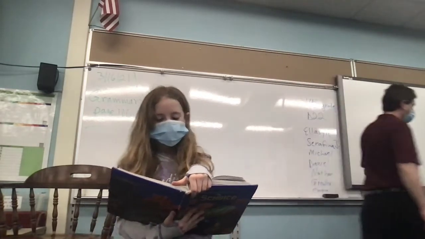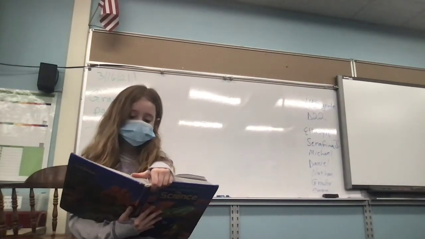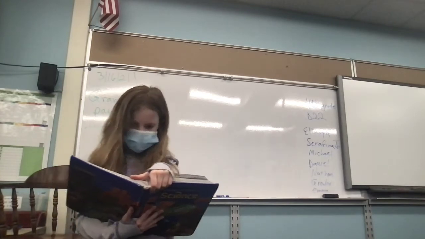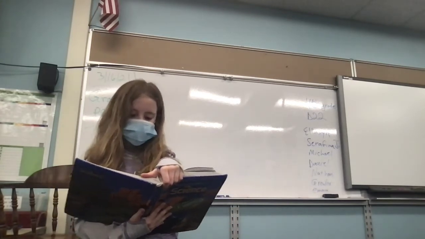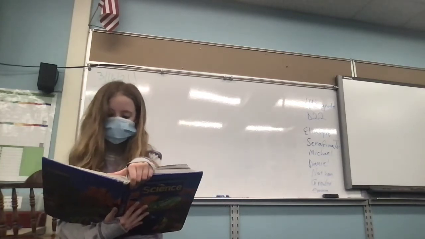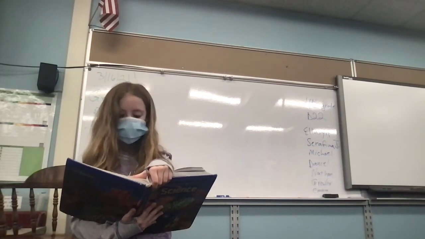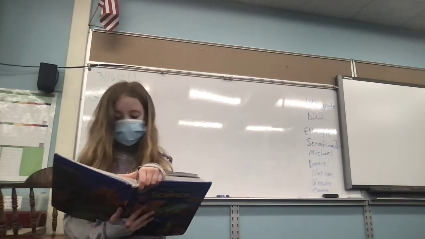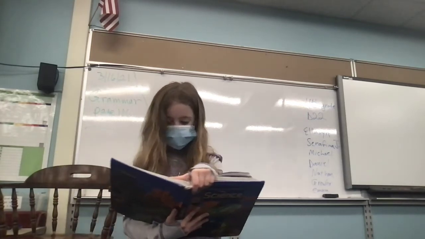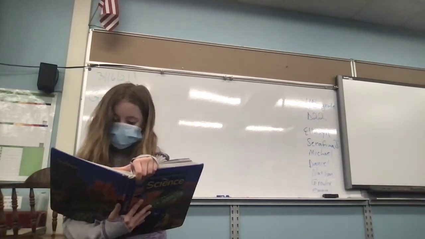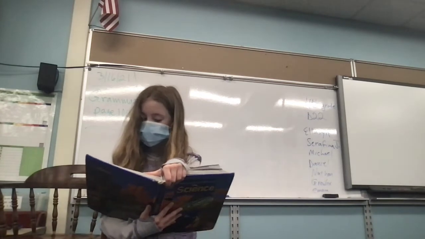Thank you. Okay. Each weather factor can be measured using a different instrument. A thermometer measures the temperature of air. A rain gauge collects and measures precipitation, and an anemometer is a tool used to measure the speed of wind. Air pressure is measured with a device called a barometer. It tells when air pressure is high or low.